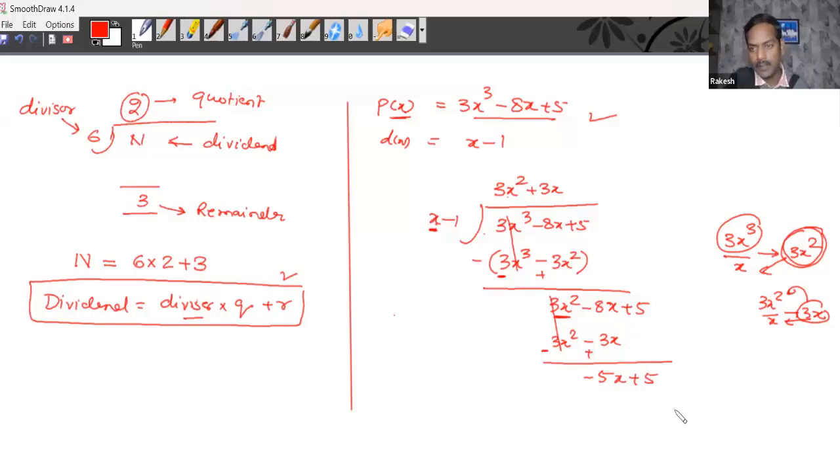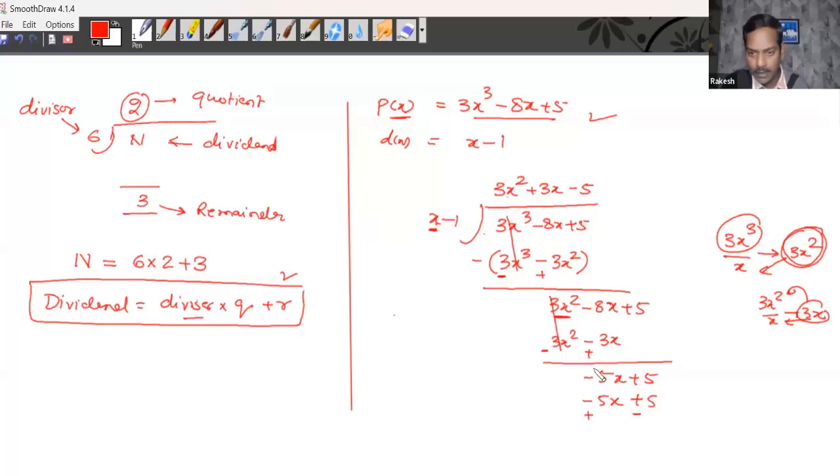Again, I'll be repeating the same logic. What should be multiplied with x so that I get minus 5x in this case? So I should have minus 5 here so that this becomes minus 5x. X into minus 5 will become minus 5x and minus 1 multiplied by minus 5 will be plus 5. Now the sign will change. This minus sign will become plus sign because I have to multiply everything with the minus sign.